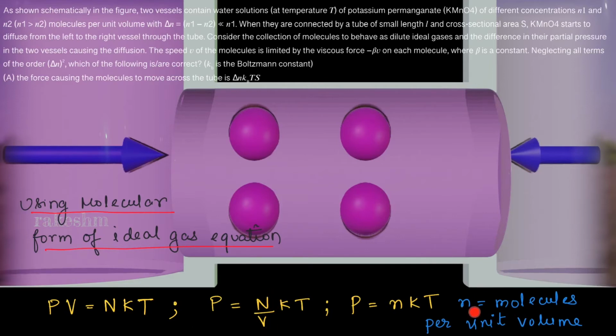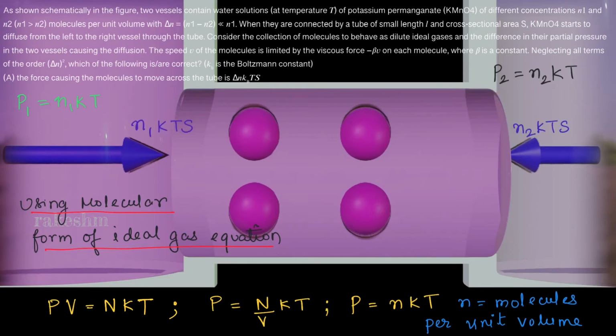So N is the number of molecules per unit volume, which is nothing but the concentration. So the pressure here in this solution P1 will be equal to N1 into K into T. N1 is the concentration here, so the pressure will be N1KT. In this solution, the concentration is N2, so P2 will be equal to N2KT.